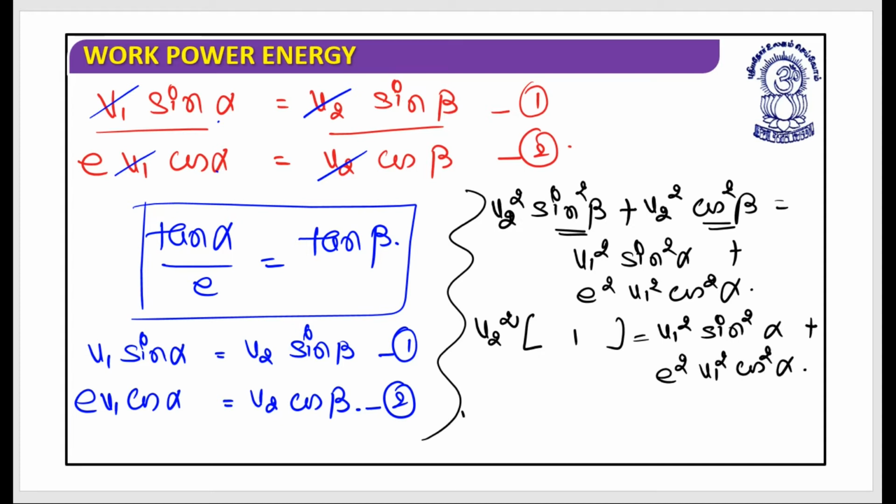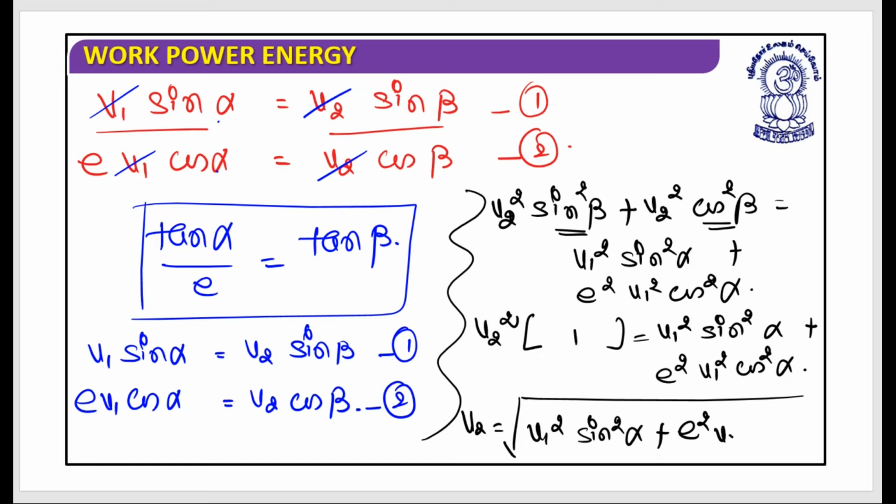So this v2 could be written as the square root of v1 square sin square alpha plus e square v1 square cos square alpha. I hope this is clear. So this is the formula using which you can do this.